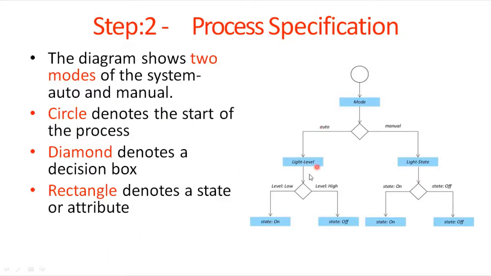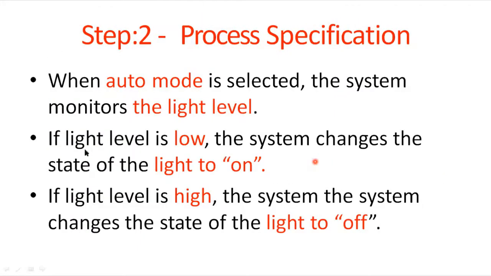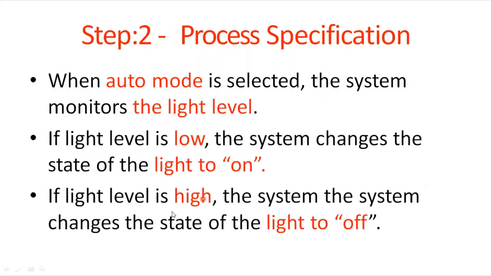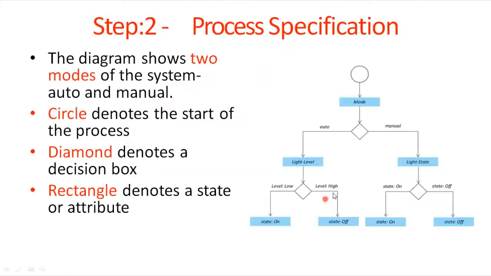Then the system identifies the light level. If the light level is dark, the system changes the state of the light to on. If the light level is high, that means in the room the light level is high, the system changes the state to off. That means it's going to be off.